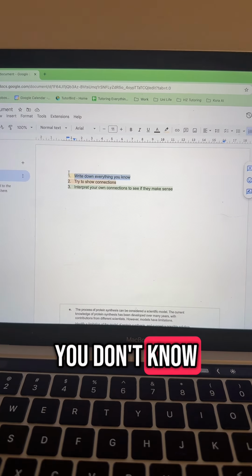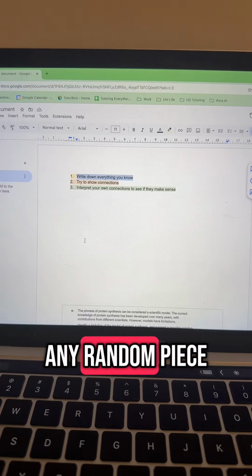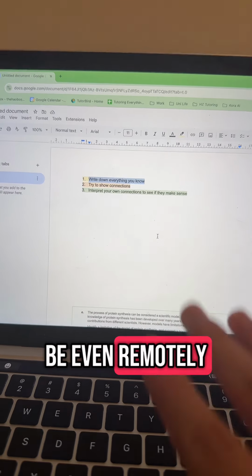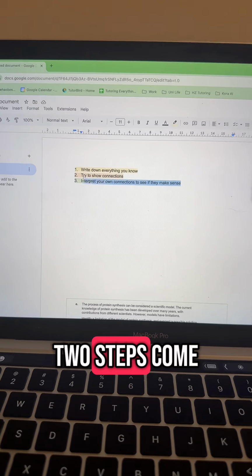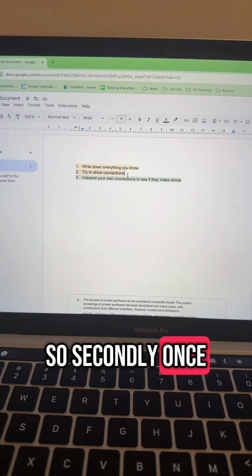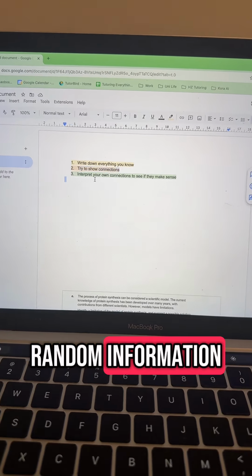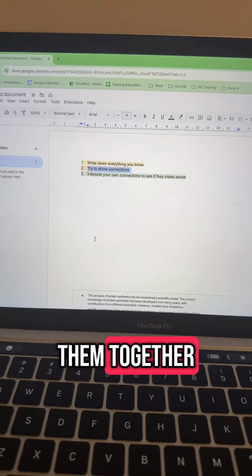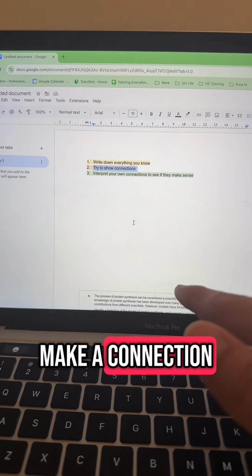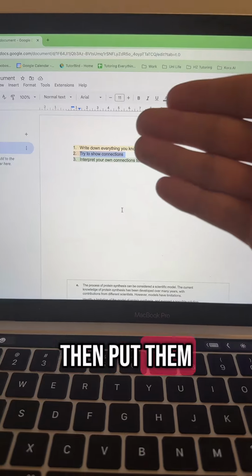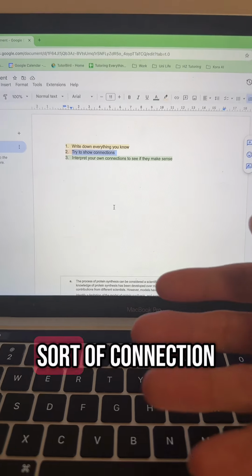So even if you don't know the answer, just write down any random piece of information, anything that could be even remotely relevant to the question at hand. Then the next 2 steps come a bit more naturally. So secondly, once you've written down a bunch of random information, try to connect them together. If you see 2 pieces of information that seem like they could make a connection related to the question, then put them together and try to show some sort of connection.